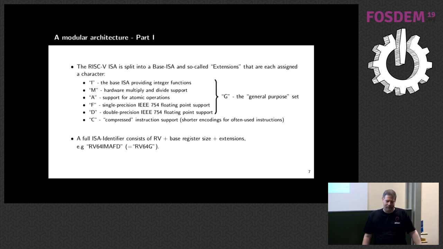Then there's the compressed instruction set, which is actually not new instructions, but a shorter encoding for existing instructions. Normal instructions in RISC-V are 32 bits long. The compressed instructions provide a selected set of instructions with a shorter 16-bit encoding, which has the advantage of having less cache pressure, less memory bandwidth requirements, and better performance. And if one wants to specify which bits of the ISA a CPU supports, you get an ISA specifier like you can see below. IMAFD is RV64G.